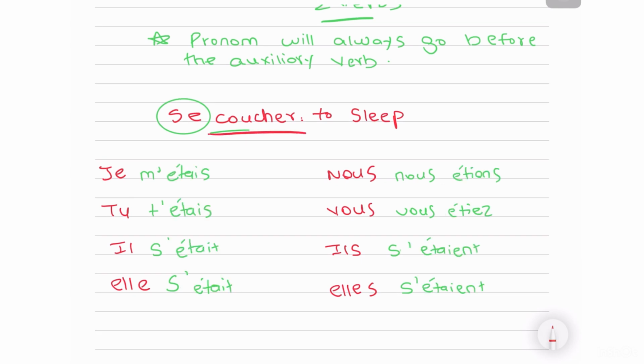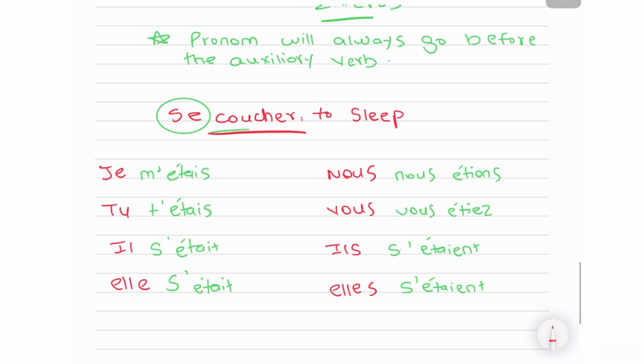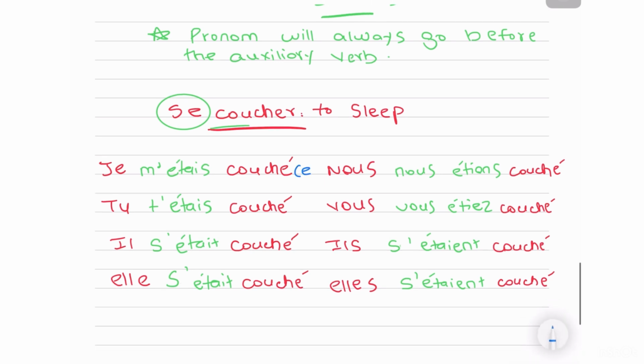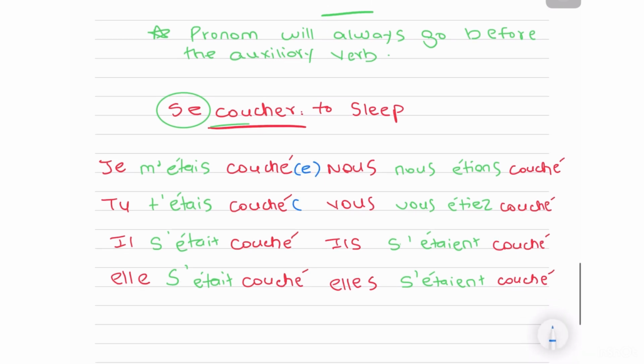Finally, I'm going to make my past participle. So coucher is an ER verb. I remove the R, I put an accent on the E, and I get couché for all of them. And the last step, I'm going to do accordance. Je can be masculine or feminine, so I'll put an extra E. Same for tu. No changes for il. With elle, it will always be couché with an extra E.